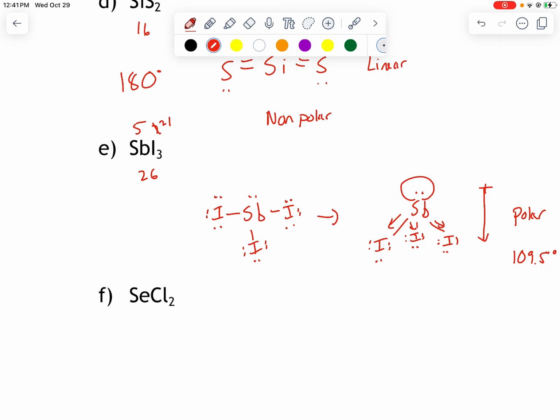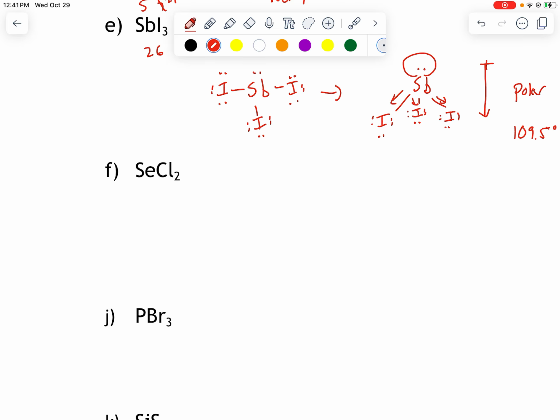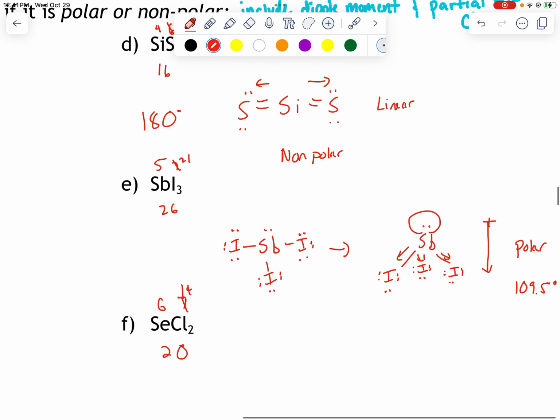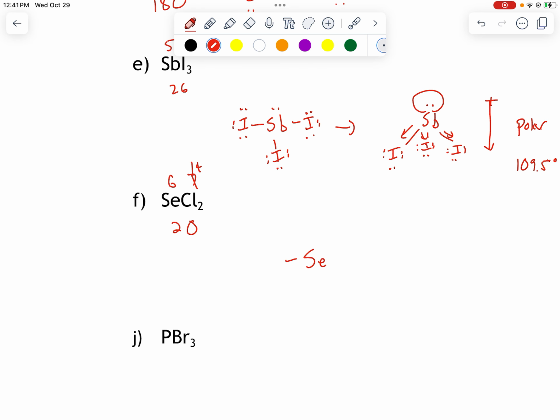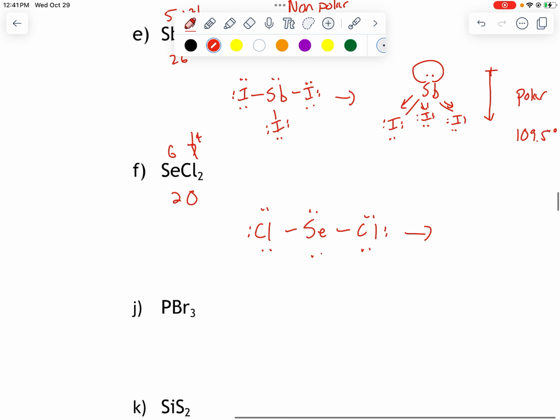All right, we did it. SeCl2. Selenium is 6, chlorine 7. Total number is 20 because that's going to be a 14. So okay, this number is 20 right here. So this is your very standard bent shape.